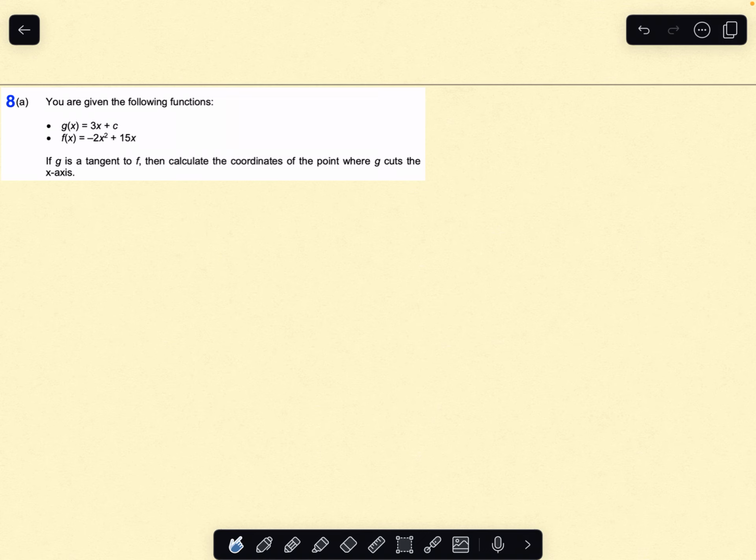Today we're looking at IEB's May 2024 paper 1 question 8a. You are given the following functions. G of x is equal to 3x plus c, so that's a straight line, y is equal to mx plus c. And f of x is equal to negative 2x squared plus 15x. So that's a parabola because of that quadratic term there. If G is a tangent to F, then calculate the coordinates of the point where G cuts the x-axis.